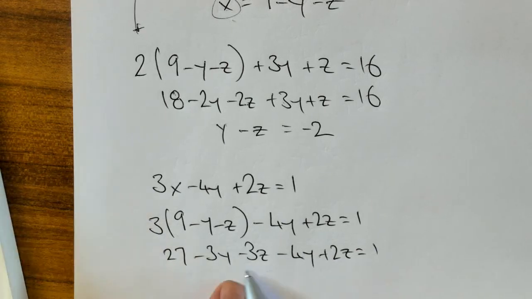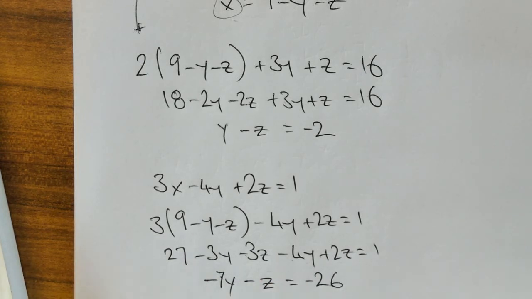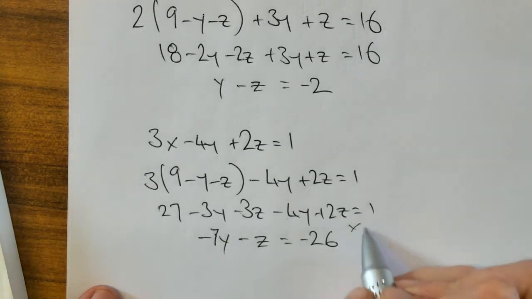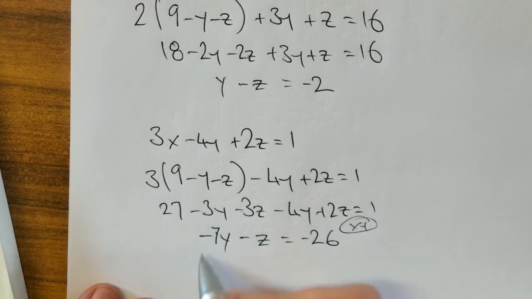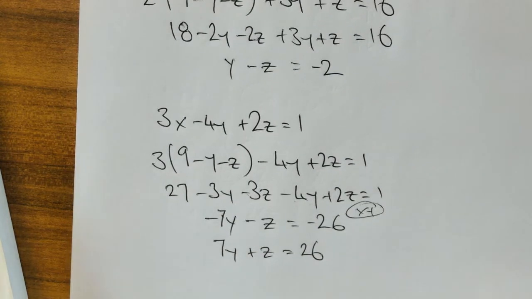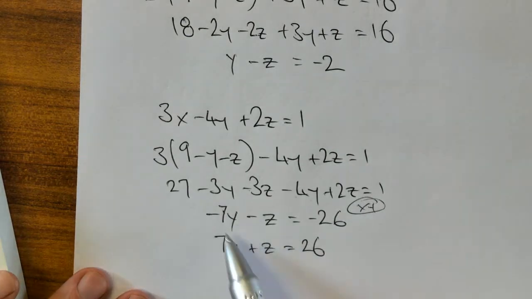And we're going to tidy it all up. So minus 3y minus 4y makes minus 7y. And then we have minus 3z plus 2z, it's just minus 1z. And then I'm going to move this over the other side, and that's going to be 1 minus 27, which is minus 26. Now, these are all minuses. I don't like that. I'm going to multiply everything in the line by minus 1. And that just means I can change all the signs. So 7y plus z is equal to 26. And that's valid. It just changes all the signs. So if you want to change a sign, you can do them all.